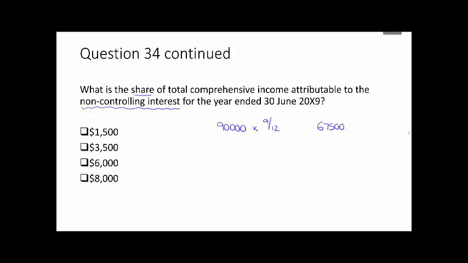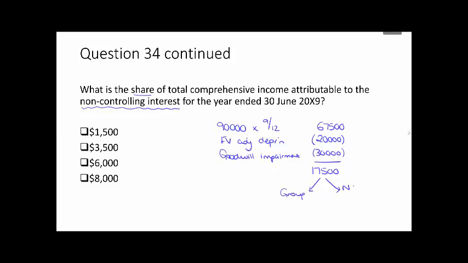67,500. We then need to reduce that profit for the additional depreciation as a result of the fair value adjustment of 20,000 and also for the goodwill impairment, so that our adjustments would suggest that the subsidiary actually made a profit since the date of acquisition of 17,500, and it's this that needs to be split between the group share and the NCI share, and in this case all we're interested in is the NCI portion.